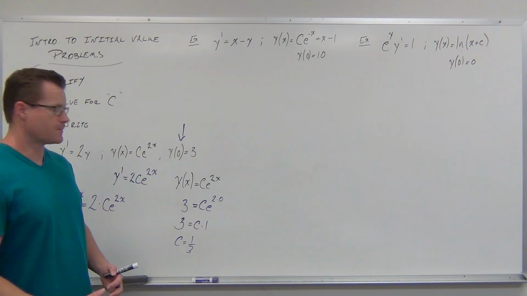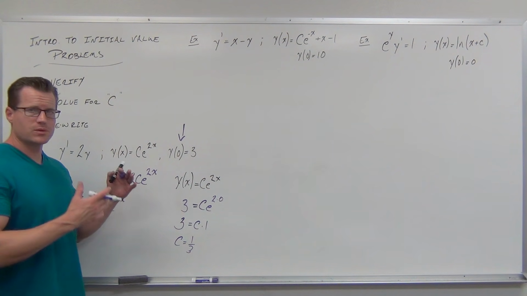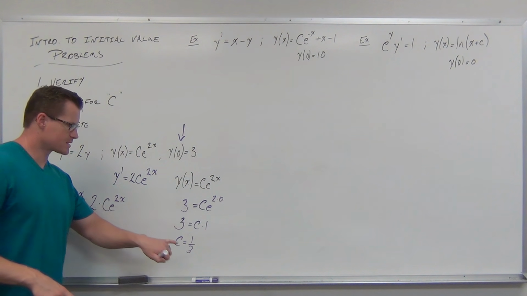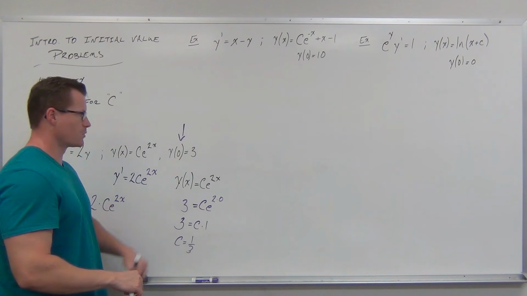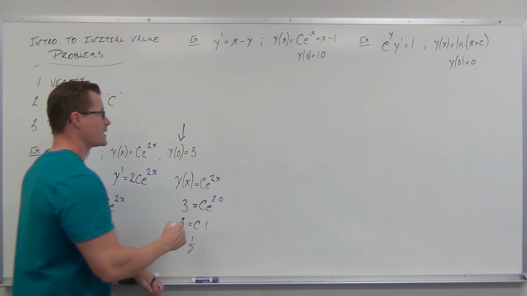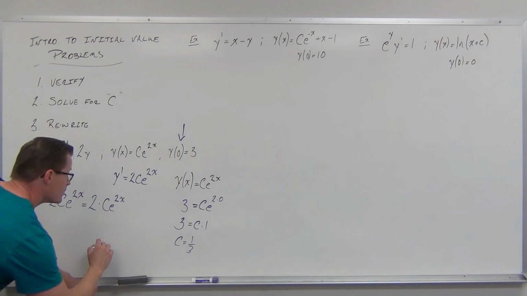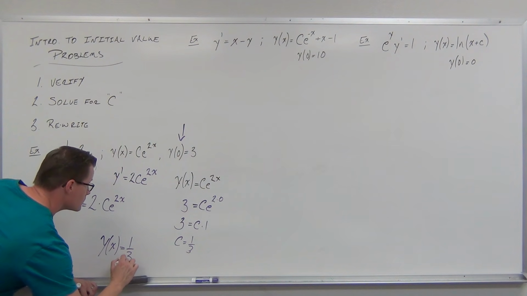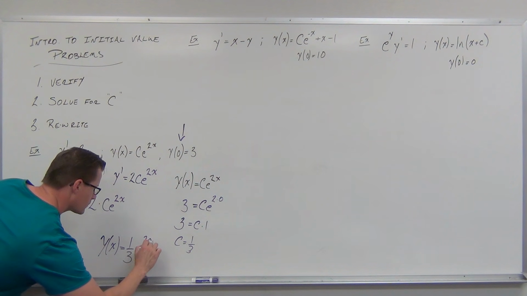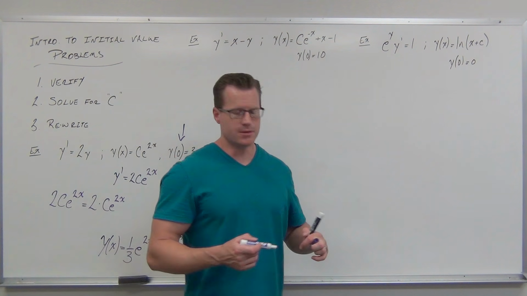C equals 1/3. Now, we're almost done. All we've got to do is replace the C in our original equation, our solution equation that we verified, with whatever C you found. So we are going to have y equals 1/3 e to the 2x.